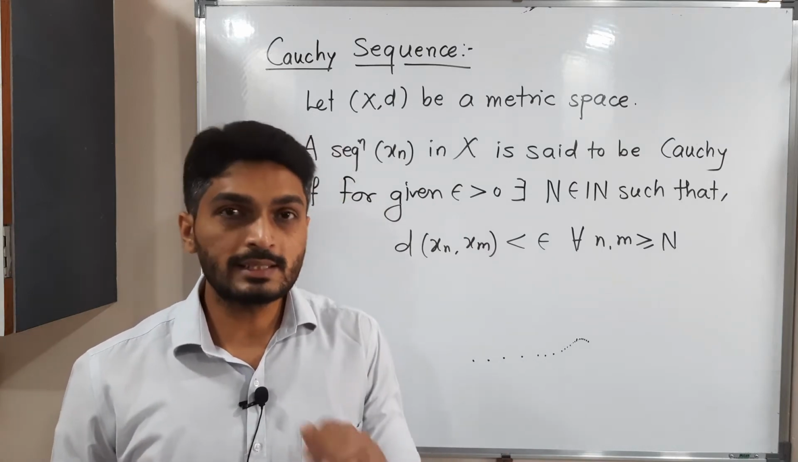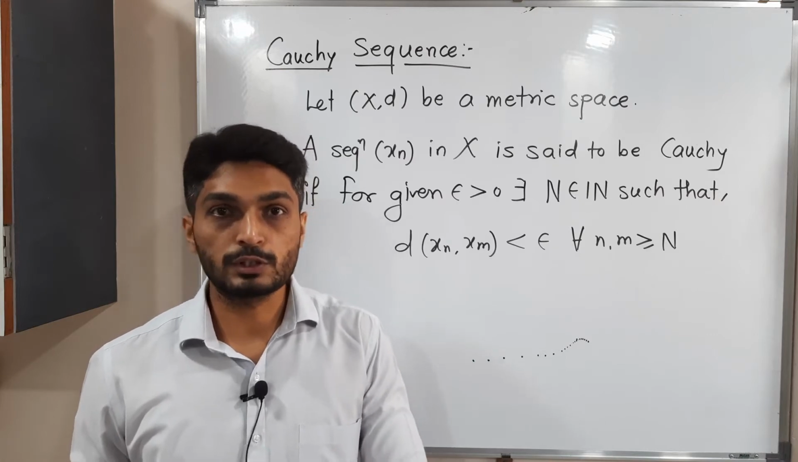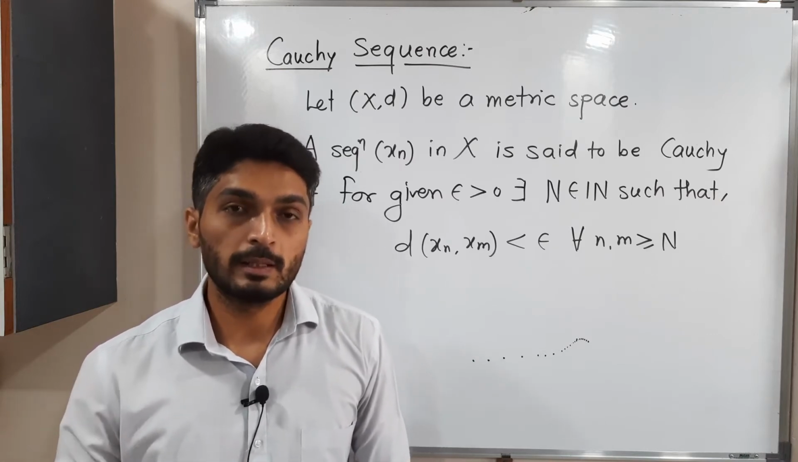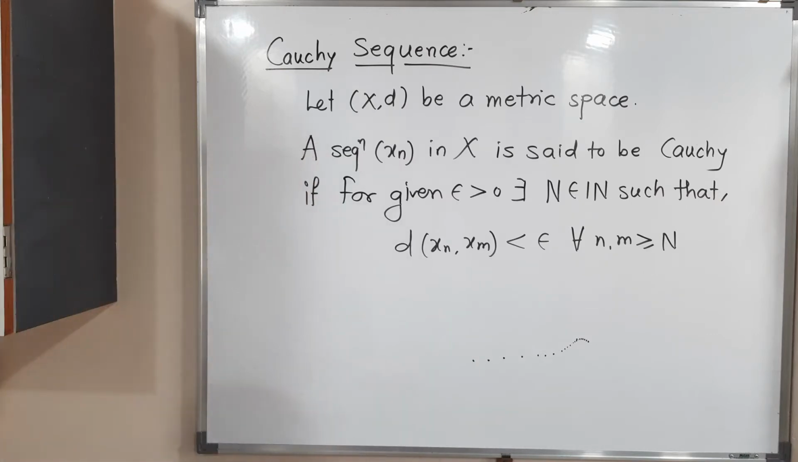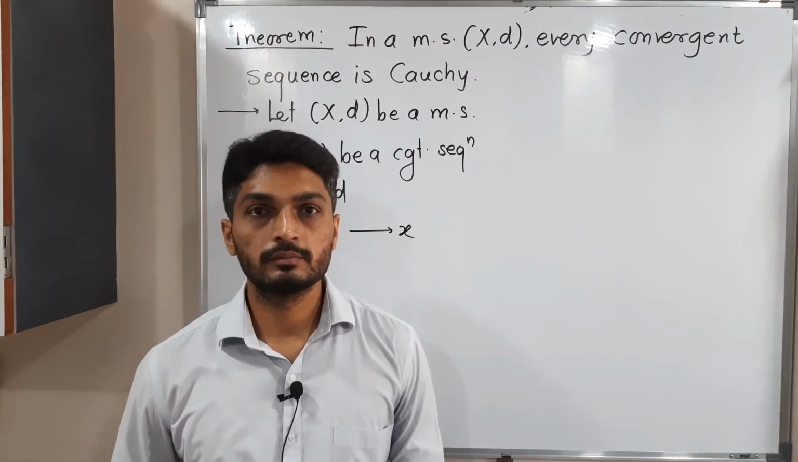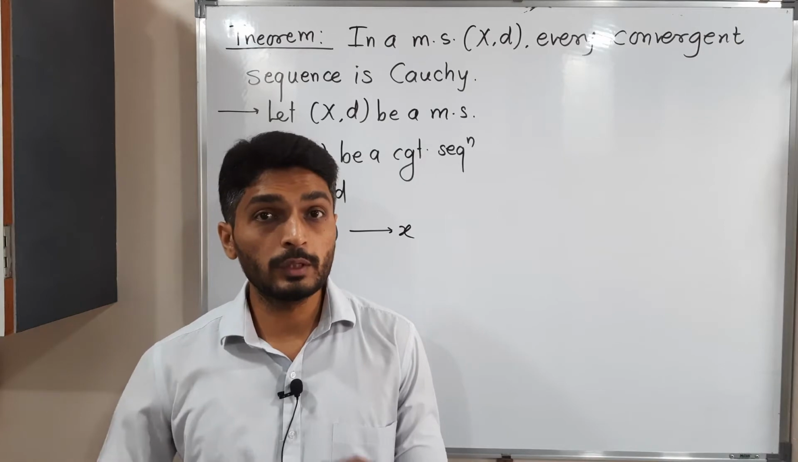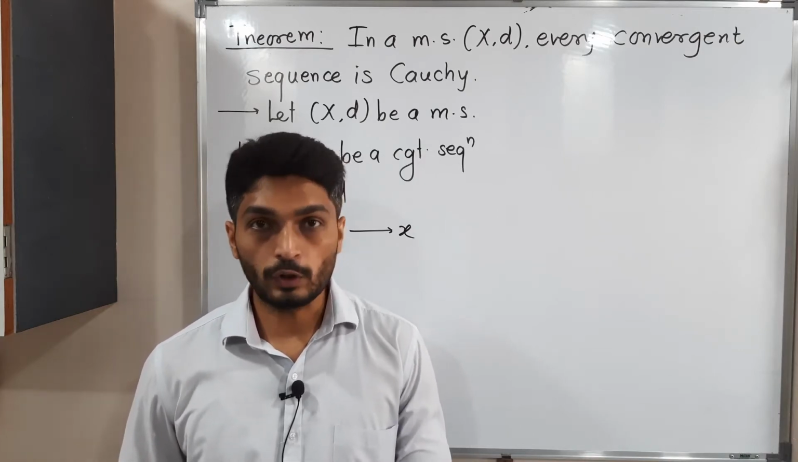There is some relation definitely between Cauchy sequence and convergent sequence. Let us discuss that relation also. Make a screenshot of it first, then we will go further. Now we will prove that every convergent sequence is a Cauchy sequence.